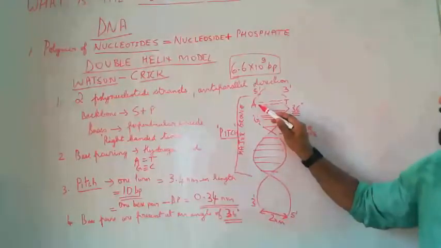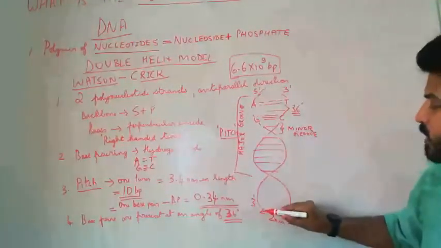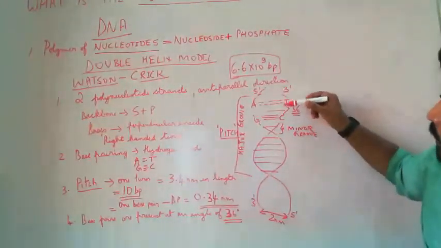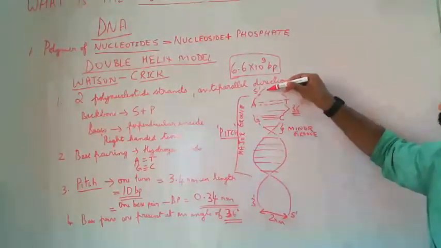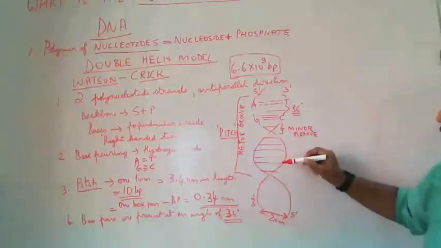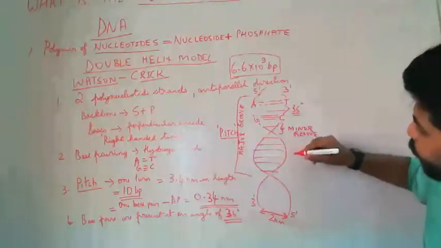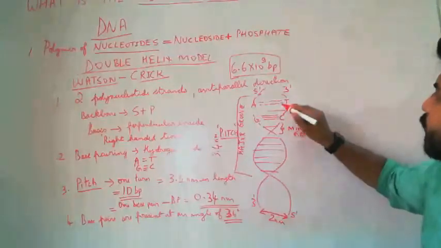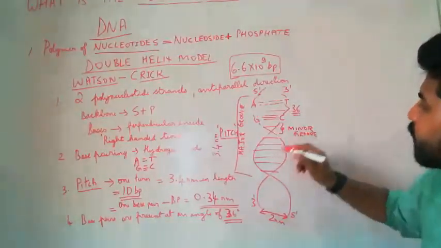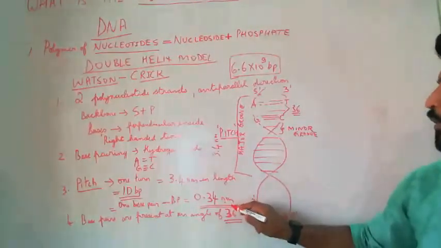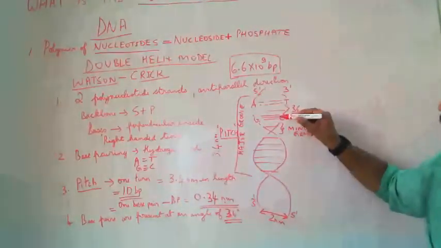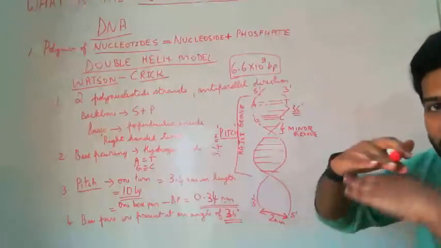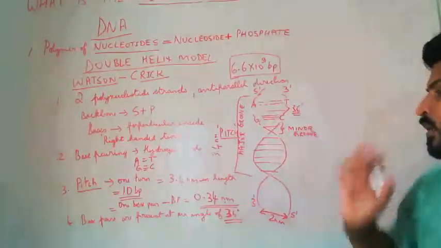A purine is always bound with a pyrimidine, due to which the distance of 2 nanometers is maintained throughout the DNA molecule. In a single turn called the pitch, there are approximately 10 base pairs, which is 3.4 nanometers in length. Therefore, the distance between two base pairs is 0.34 nanometer. Multiplied by 10 bases gives us one pitch, and the two base pairs are present one above the other at an angle of 36 degrees, not in the same plane, not one directly above the other.